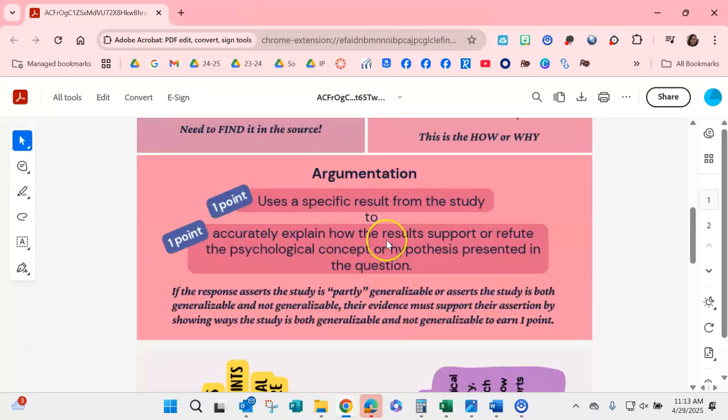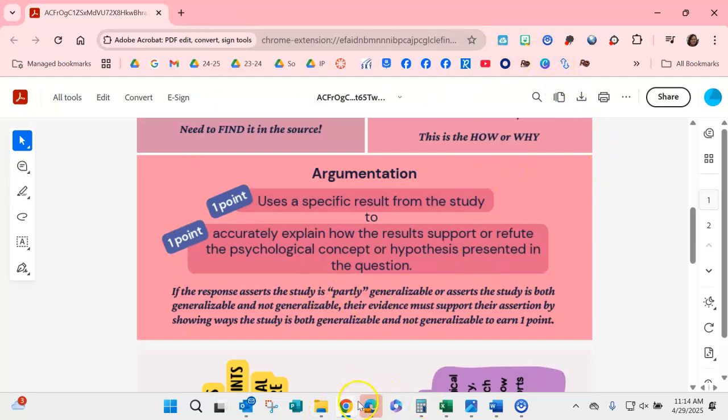And then the last one is worth up to 2 points, argumentation. This is kind of like what you're doing in the EBQ. You're using a specific result from the study, so you're getting evidence, and then you have to explain how those results support or refute the hypothesis. So this is like the other one, except you don't have to do it as a psych concept. You're relating it to what they put in the writing. I'll come back to an example of that looking at the other paper.